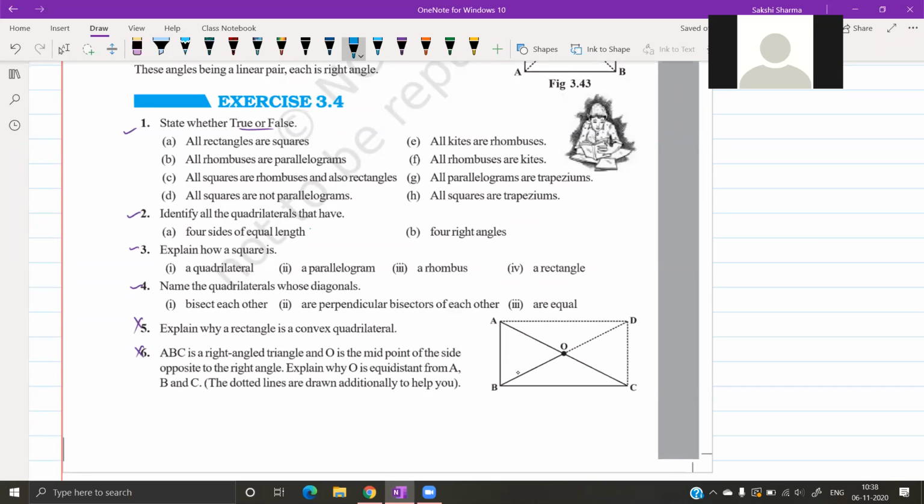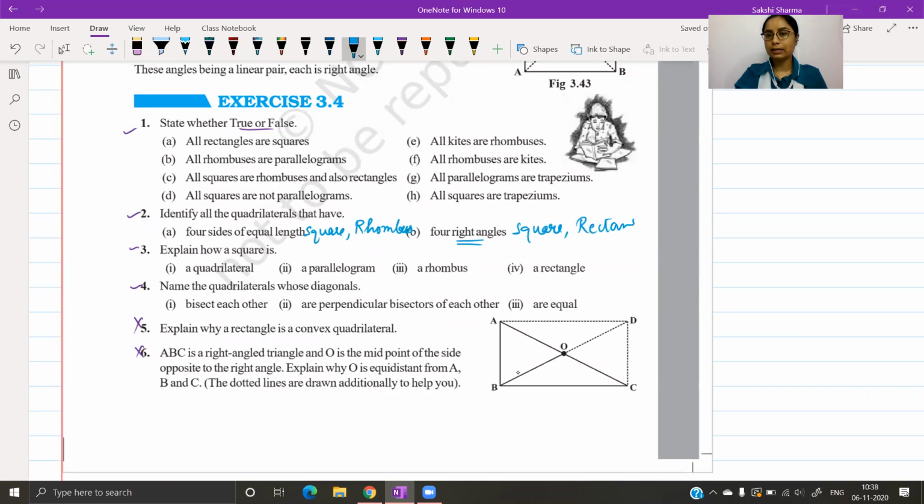Square and rhombus. Yes, one is a square, all 4 sides are equal, and the second one is rhombus, all 4 sides are equal. What about the quadrilaterals in which there are 4 right angles? Square. Okay. Rectangle. Square and rectangle.